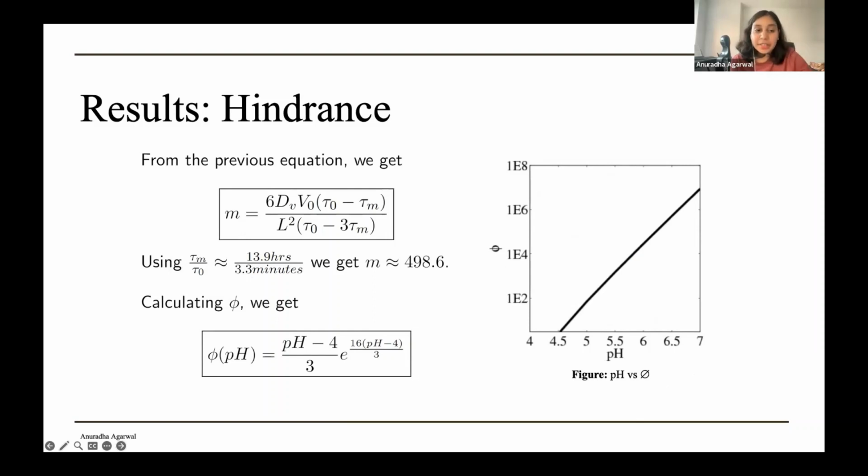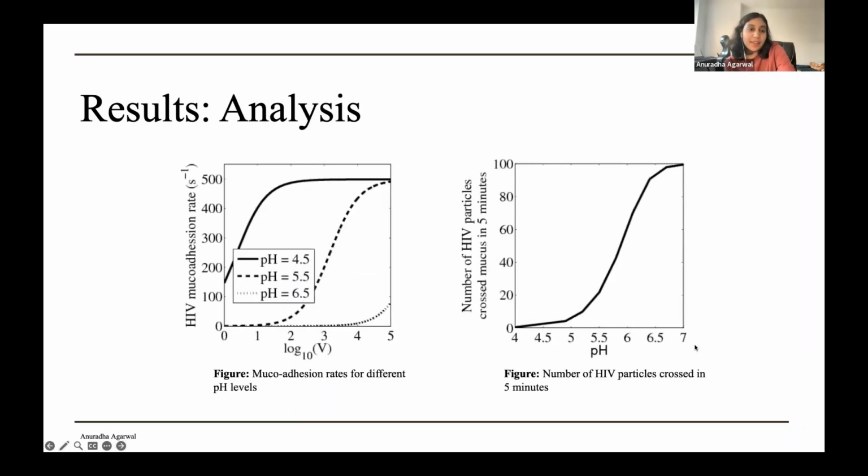And we calculate the phi using this equation. Here, we can use any equation. Essentially, we specifically use an exponential equation just because it's easier to calculate. The only thing we wanted to make sure of was that when pH goes to 4, more acidic, the phi value goes to 0. And when pH goes to 7, the phi value goes to infinity.